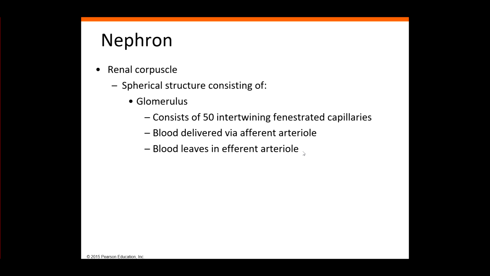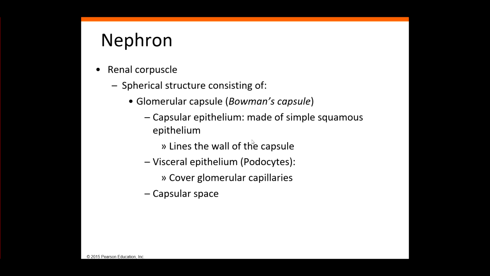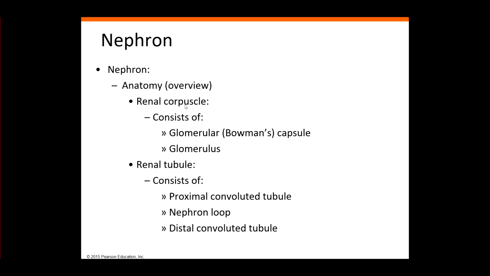Okay, so I'm going to go back a minute. What we just did was the renal corpuscle consists of the glomerular capsule, or the Bowman's capsule, and the glomerulus, right? That's just what we did. Now we want to take a look at the rest of the nephron. That's going to be the renal tubule. That's going to consist of three parts. I always call it the PCT, the proximal convoluted tubule, then the nephron loop, or what used to be called the loop of Henle, and then the DCT, the distal convoluted tubule.